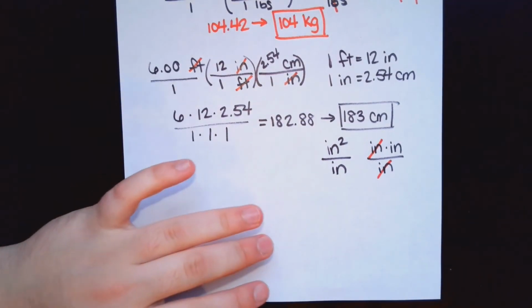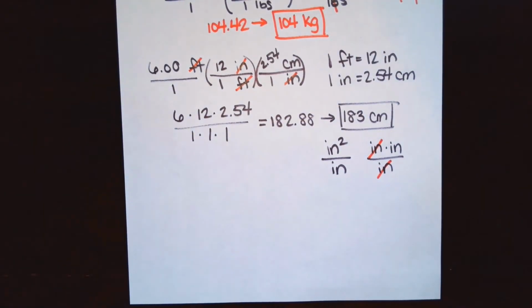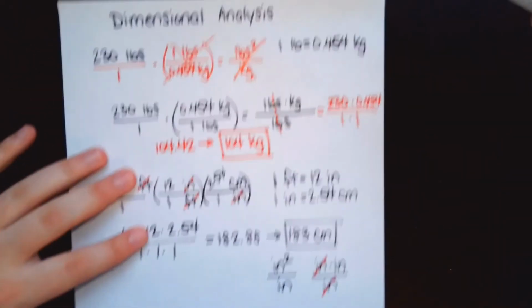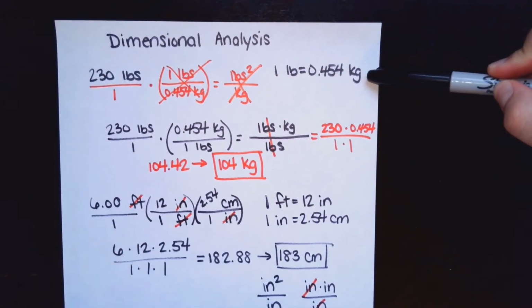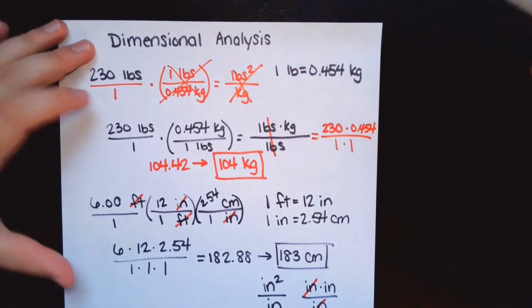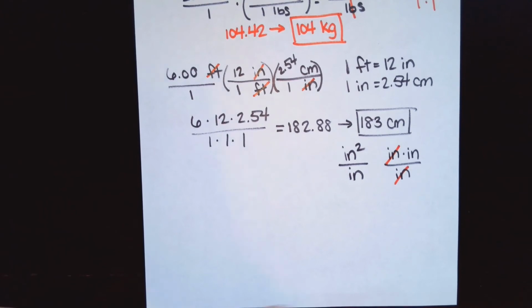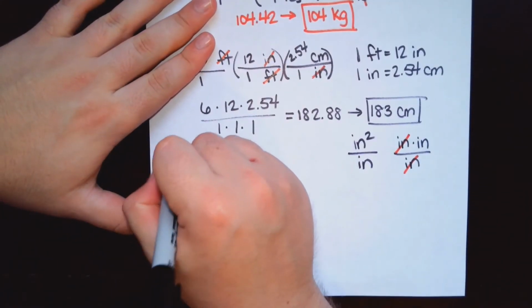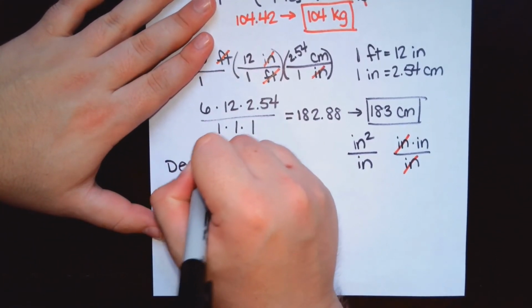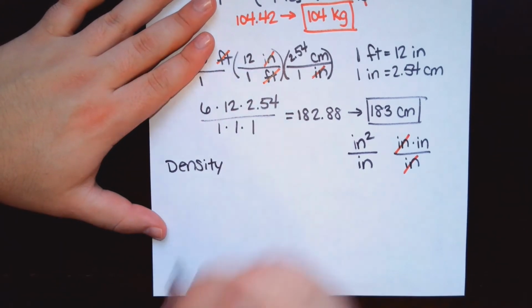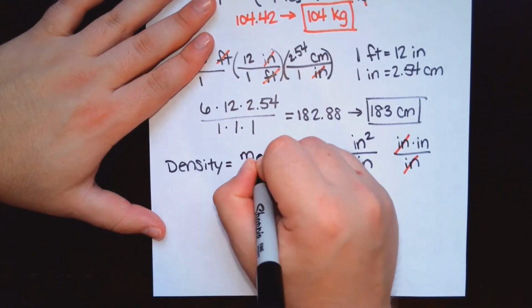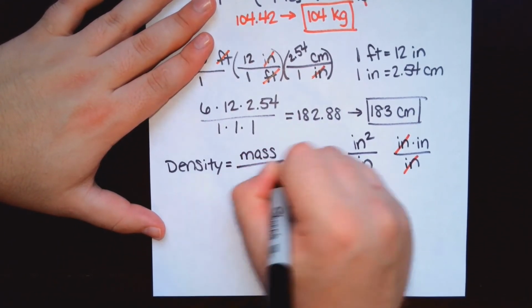So the last thing I want to talk about for this video is that this is one way to write conversion factors, right, with an equal sign there. Another way is to use a unit, a fractional unit specifically. So for instance, let's look at density. So density is calculated as mass divided by volume.